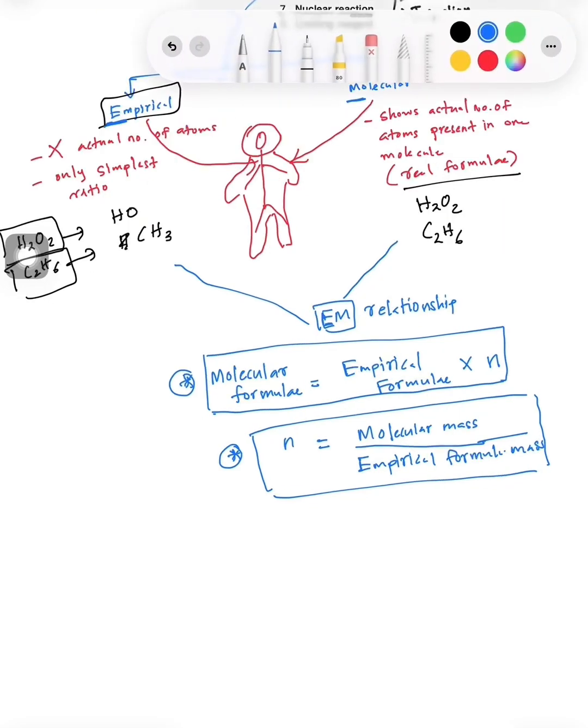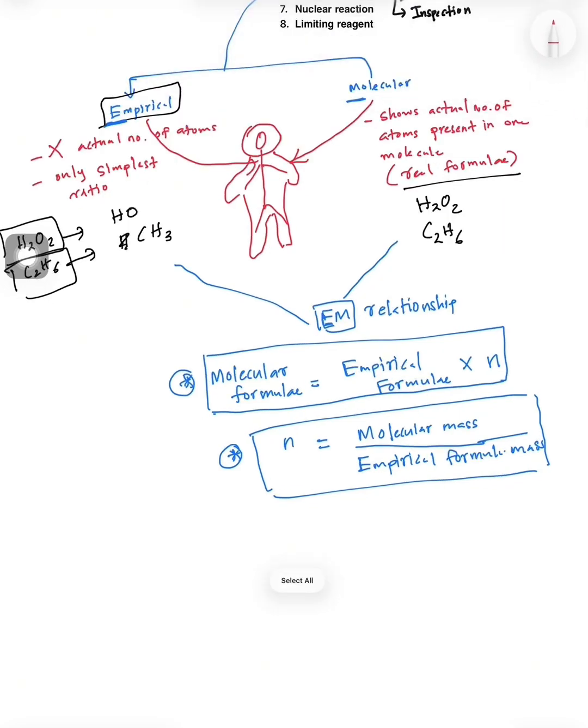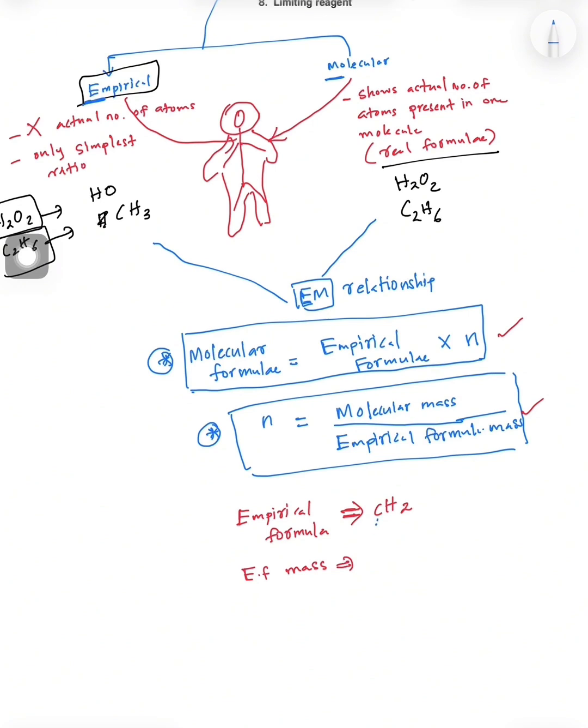Now this is an example. Of a certain compound, this is the empirical formula, and we have to find the molecular formula. To find the molecular formula, we can use either equation. So I'm going to find the empirical formula mass. We know carbon is 12, hydrogen is 1, so 12 plus 1 into 2 is equal to 14. The empirical formula mass is 14.